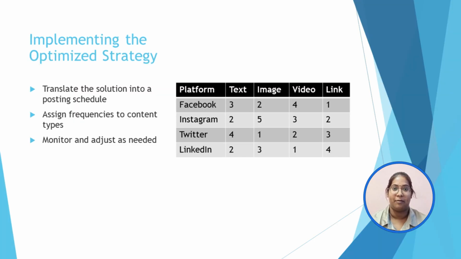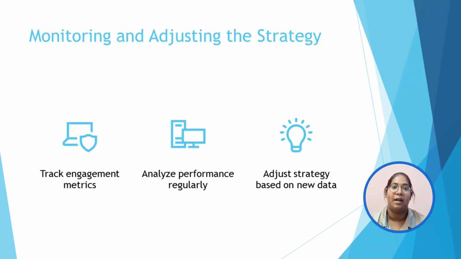Once we have our solution, we can translate it into a practical posting schedule. This schedule tells us how often to post each of the content types on each platform to maximize engagement. But our work doesn't stop here. It's crucial to monitor the engagement metrics regularly and adjust our strategy based on the latest data.